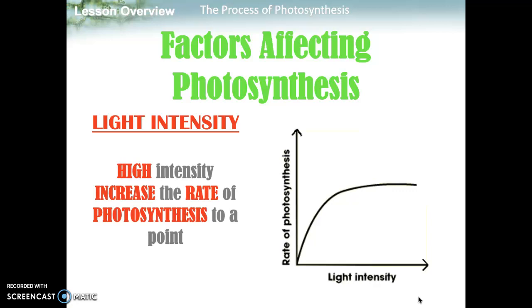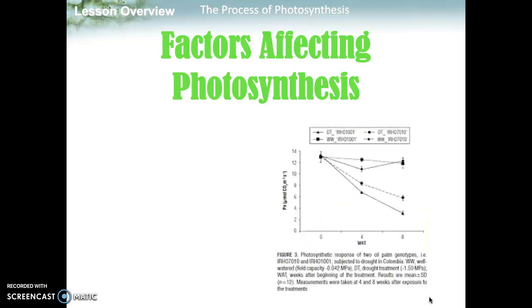Again, there is a maximum light intensity. There is a point at which photosynthesis simply will not go any faster. You don't see that it drops off, it just plateaus. So the amount of light or light intensity is a key factor.